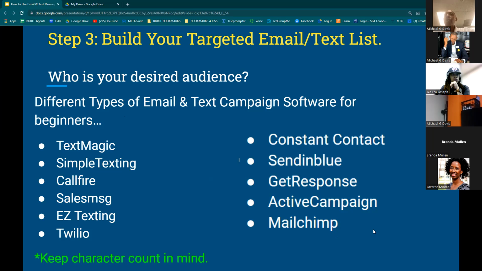So as you build your targeted email or text list, that's going to come from the activities of you all as real estate professionals going out, attracting business, meeting people, getting business cards. This right here is just a bucket for you to put those people so you can constantly engage with them on a deeper level. So building your email audience and text audience is huge if you're going to continue to build and grow your business.